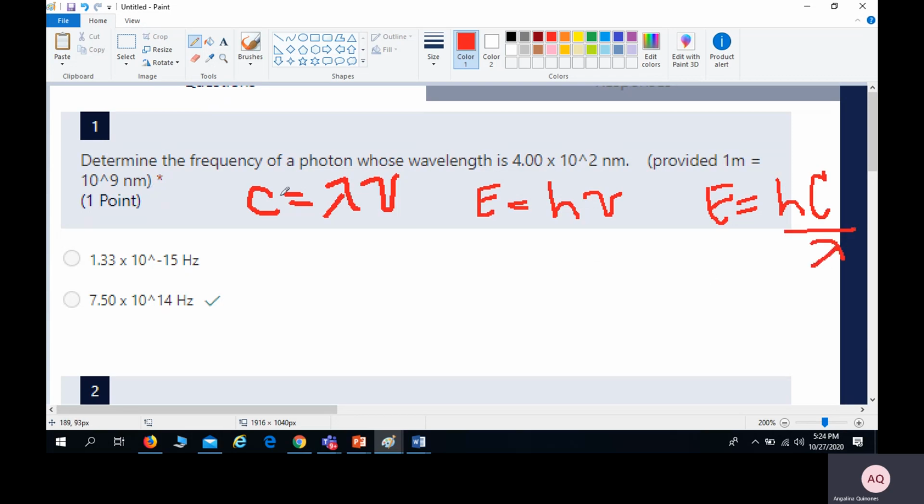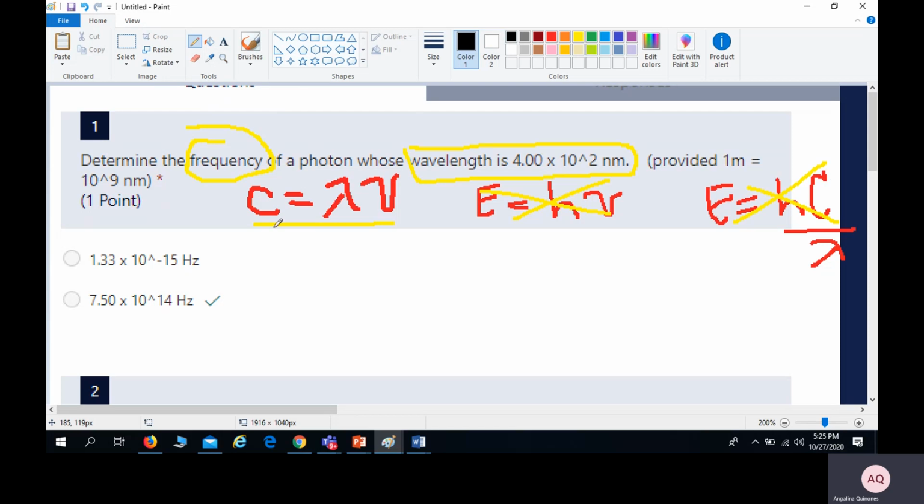All right. So when you read the question, you want to ask yourself, is this mentioning anything about energy? So determine the frequency. So that's 1, frequency. That's what we're looking for. Given wavelength. Right? I see nothing about energy. So immediately we can cross both of these energy formulas off, and I know that we're going to be working with this formula.